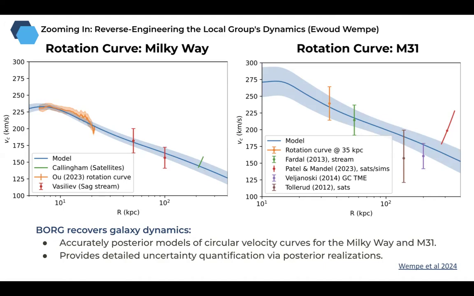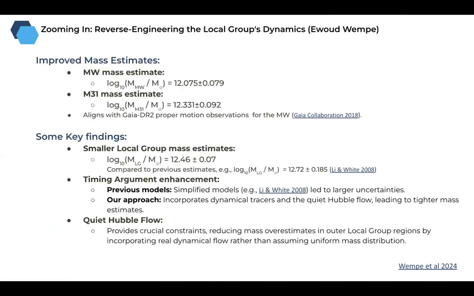And what you can nicely see is that our data-constrained reconstruction nicely recovers the rotation curves of Milky Way and Andromeda consistent with data, which is obviously very interesting and allows lots of opportunity for future analyses and shows you the degree of detail that we are ultimately aiming at in field level inference. There are some immediate results that we get out of that. There are improved mass estimates for Milky Way and Andromeda. These largely align with the Gaia DR2 proper motion observations for the Milky Way.